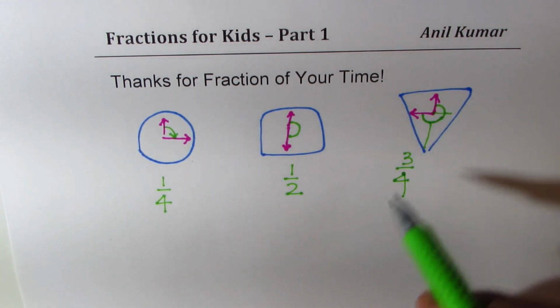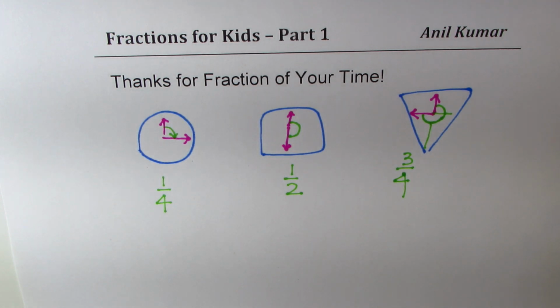So in time also, we could see fractions. Half an hour, for example, represents half of an hour. 3/4 of an hour is also a fraction, and a quarter of an hour is also a fraction. So time, when we look at it, is a good example of fractions. You can see it right there.